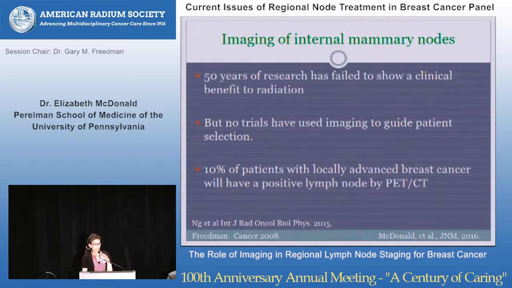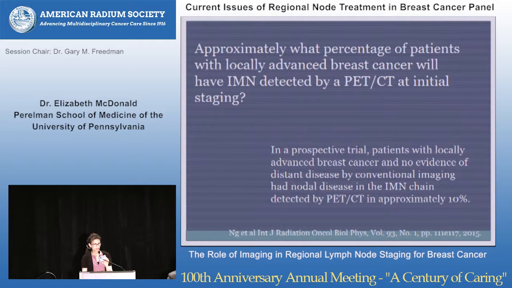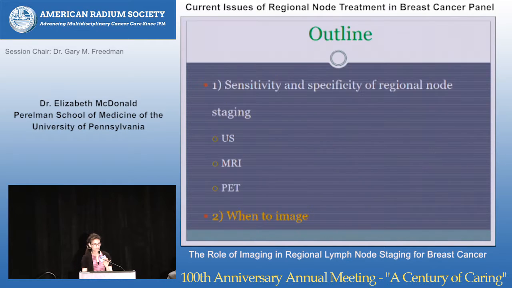So 50 years of research has not shown, in my opinion, a significant clinical benefit to radiation just of that internal mammary lymph node chain if all comers are taken and staging isn't considered in the clinical trial. So far, no trials have used imaging to guide patient selection, so I would encourage that in future trials. And again, we've talked about this already, 10% of patients with locally advanced breast cancer will have a positive lymph node by PET-CT. So the percentage of patients that have an internal mammary lymph node detected by PET-CT if they have locally advanced cancer is 10%.